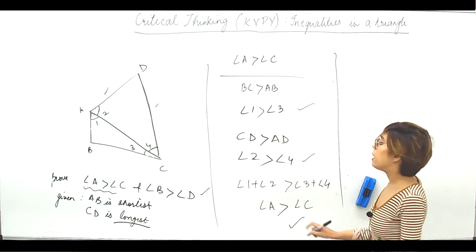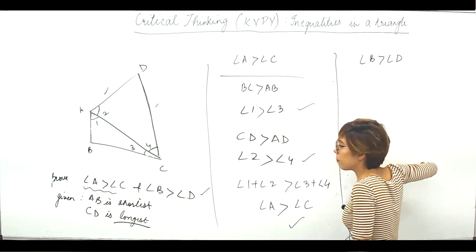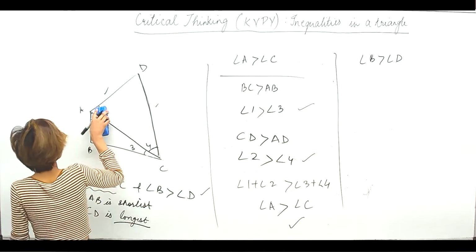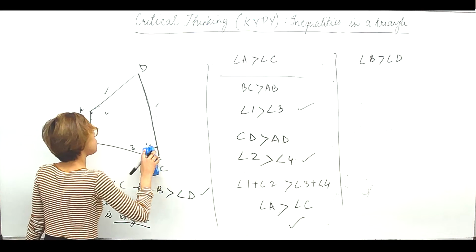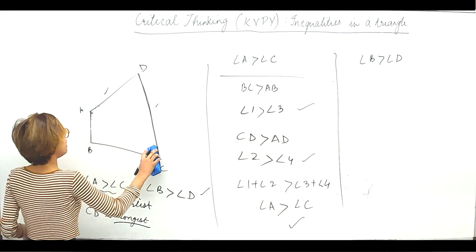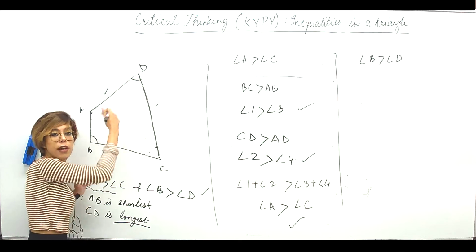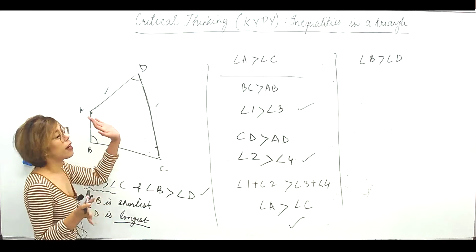Now the second part, I need to prove that angle B is greater than angle C. Okay. So let me erase this because this part is finished. Now I have to relate angle B and angle D. This angle, this angle. Clearly these are in opposite triangles, right? They will be in different triangles, I should say.